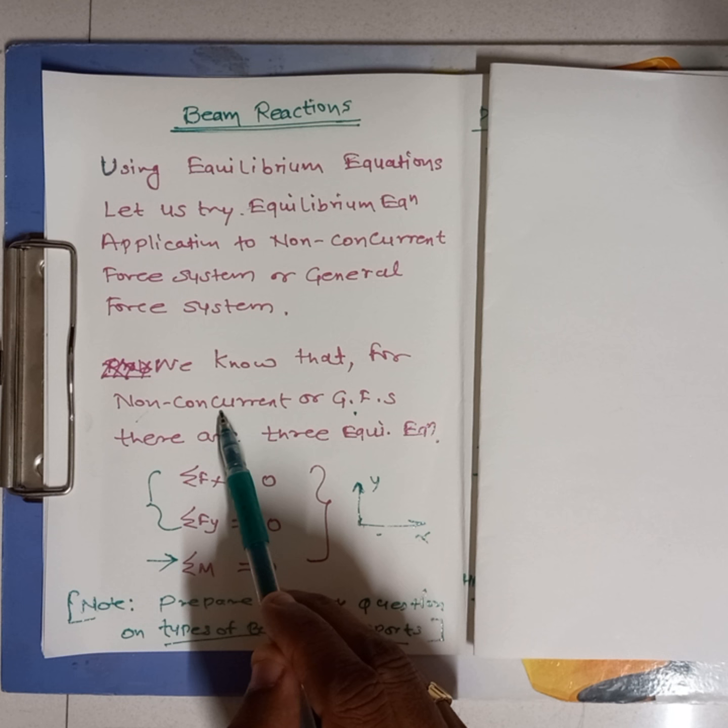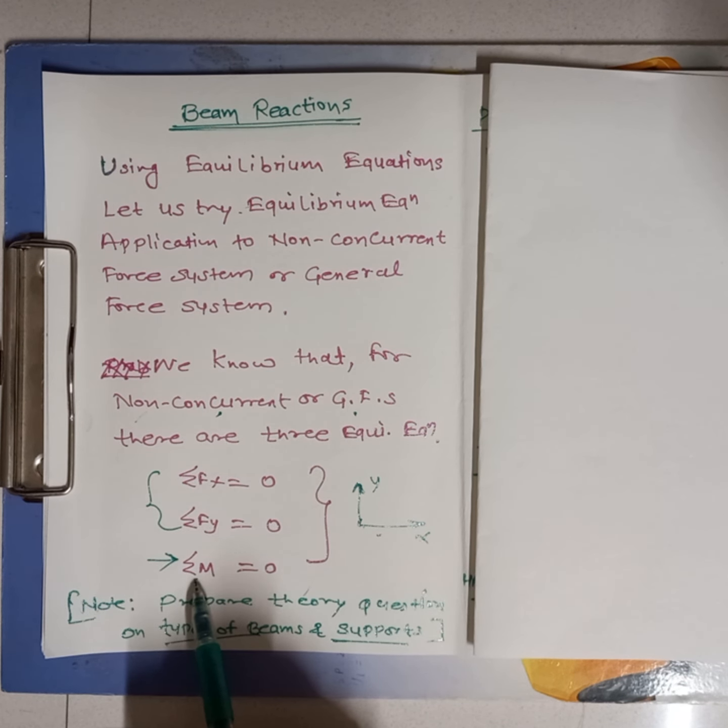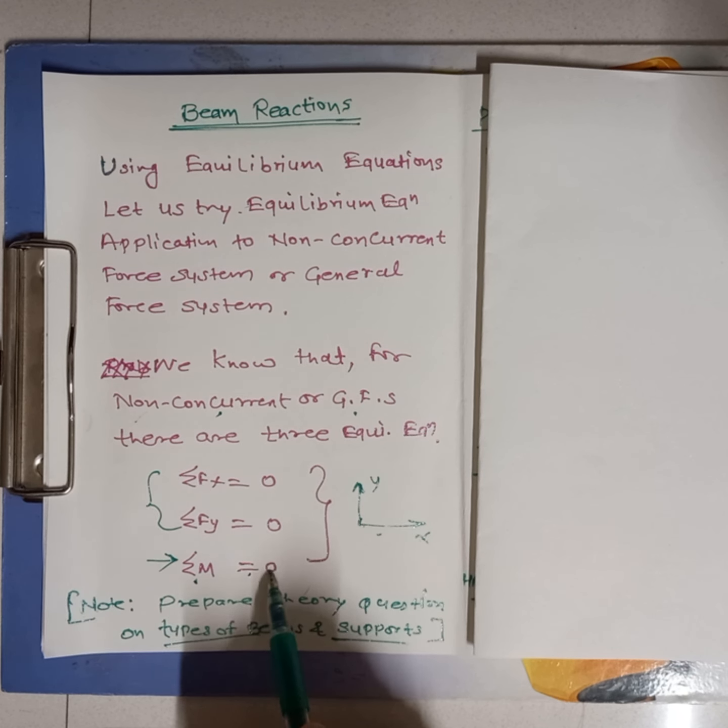So there is always a possibility of a moment and hence we must have the third equation, right, that is summation of moment is equal to 0.